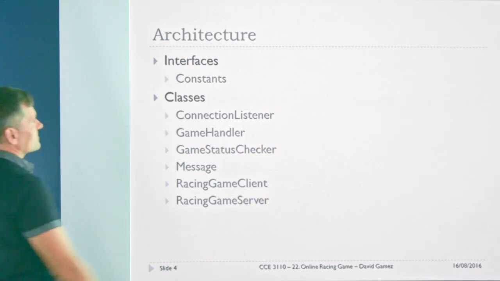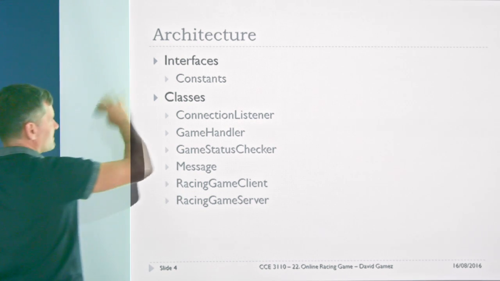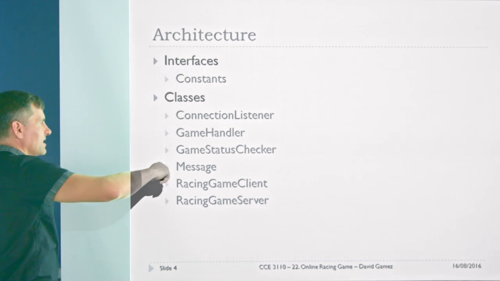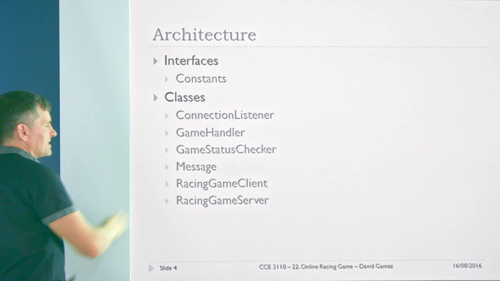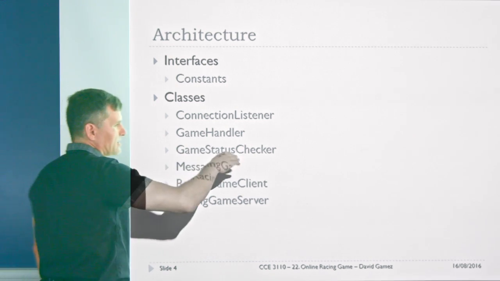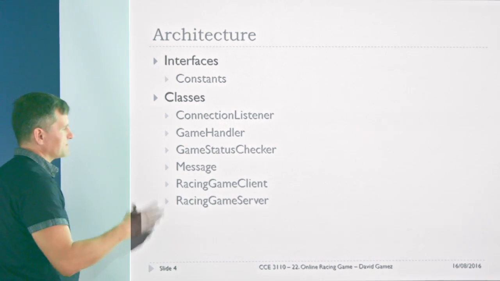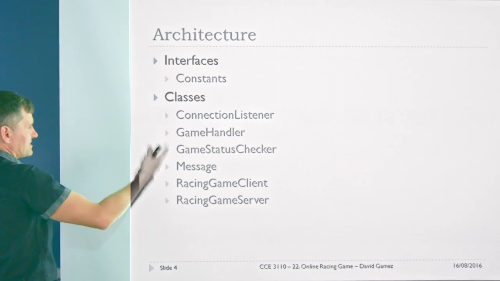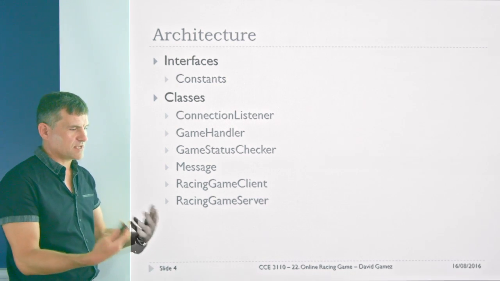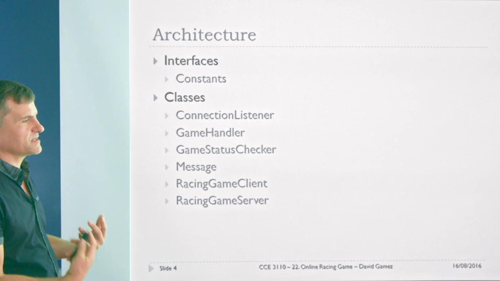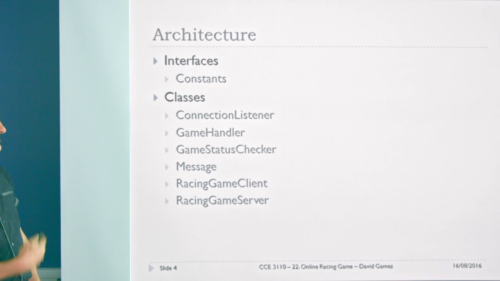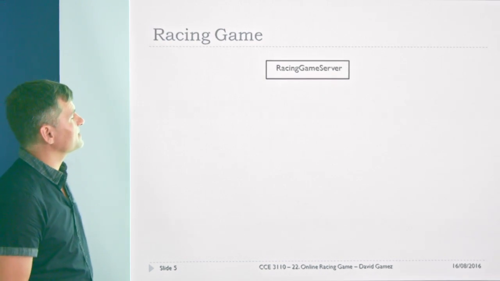Righto. So the architecture is similar to the multiplayer online tic-tac-toe. We've still got the usual interfaces holding our constants, the usual connection listener and game handler. This is a new class, because we're using a combination of TCP and UDP, and we've got these blocking calls in UDP. I'll explain all this in a bit, but we need this extra complexity to enable us to listen for messages from the server telling us that the other player has won. Then we've got the messages being sent, and the racing game client and the server. I'll go through all these in turn.